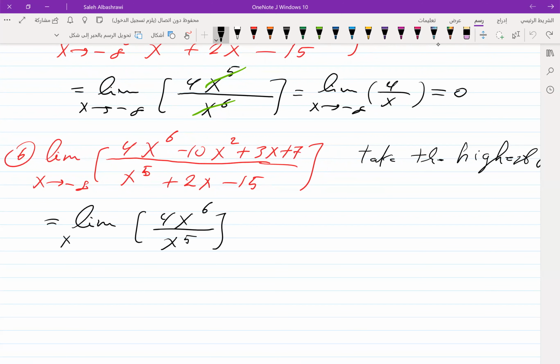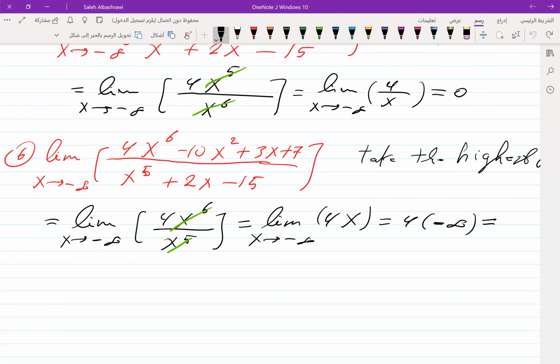As x goes to minus infinity, if we simplify 6 with 5, I will have 4 times the limit of x to the power 1 as x goes to minus infinity. And this is equal to 4 multiplied by minus infinity. Because for the limit of x to the power 1, the power is odd and x goes to minus infinity, I will have minus infinity. So 4 multiplied by minus infinity will be minus infinity.